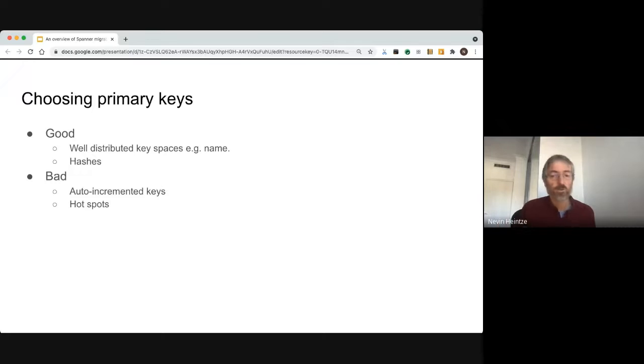So for example, auto increment keys are problematic because with auto increment, all new rows will be in exactly the same part of the key space. So this will cause a hotspot for row creation, for inserting into the database. And in fact, with auto increment, they'll actually appear in the same split and it'll be on the same Spanner server. So more generally, we want to design our primary keys to avoid hotspots.